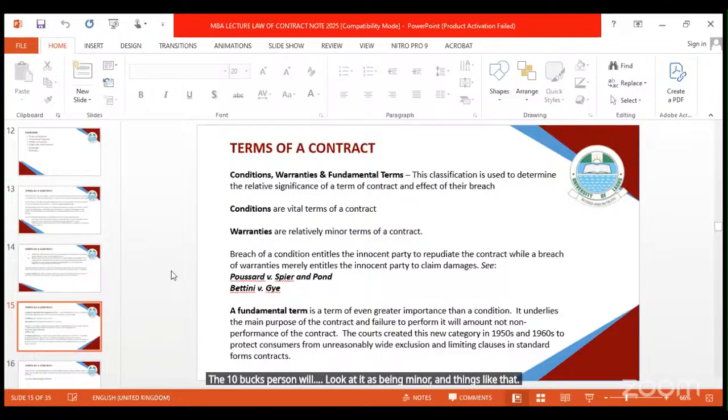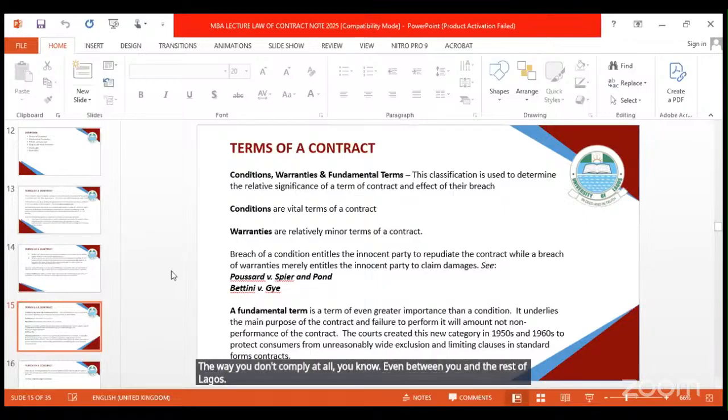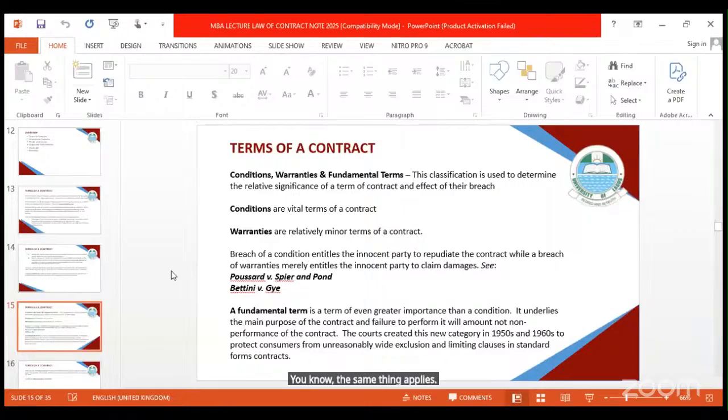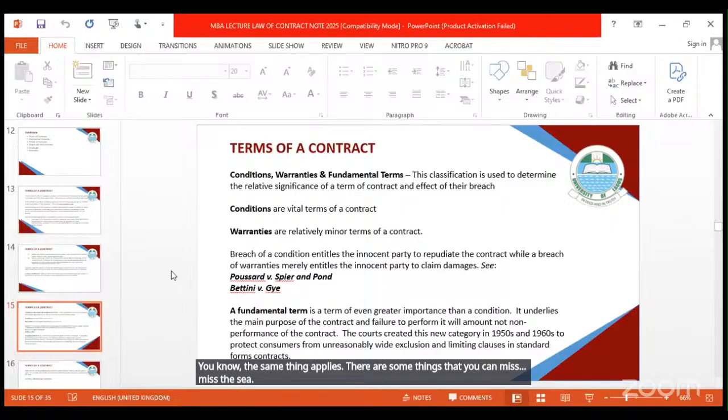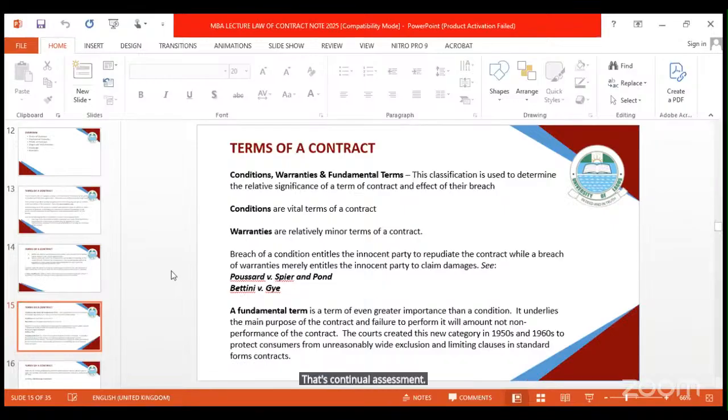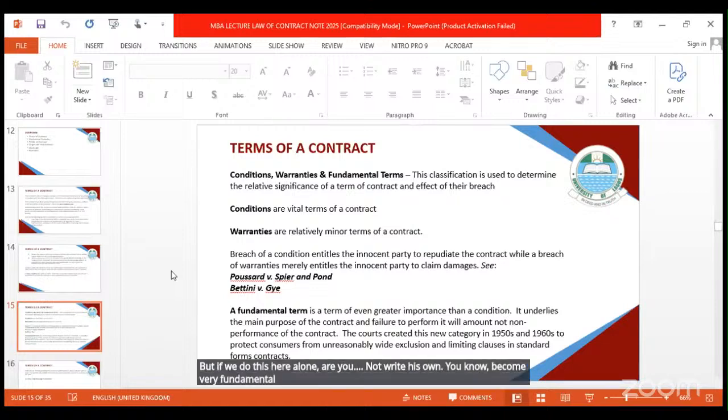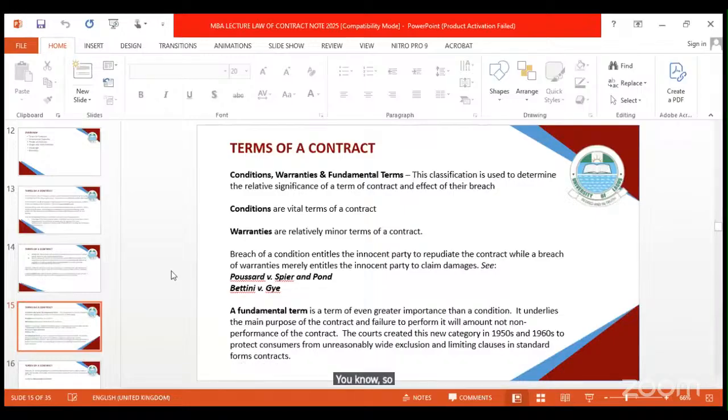But when you don't comply at all, even between you and the University of Lagos, the same thing will apply. There are times that you can miss the CA, that's continual assessment, but then you write the exam and pass. But if you do the CA alone and you do not write the exam, it becomes very fundamental. You cannot pass. There are some of those things that even with the exam, if you come to the exam late, you can still write a little. If you don't come at all, it becomes a fundamental issue.